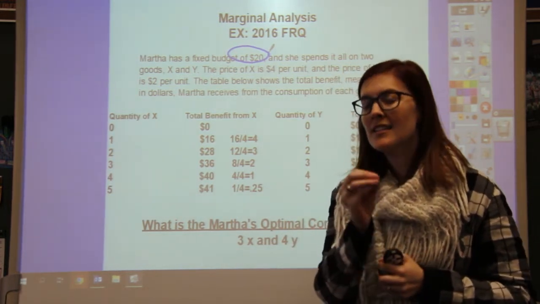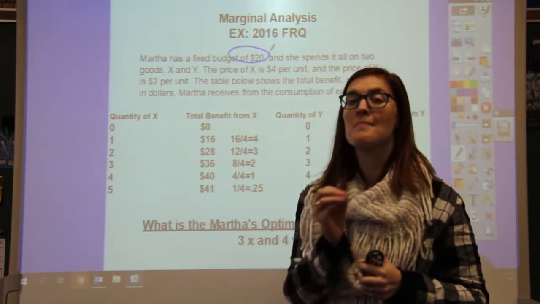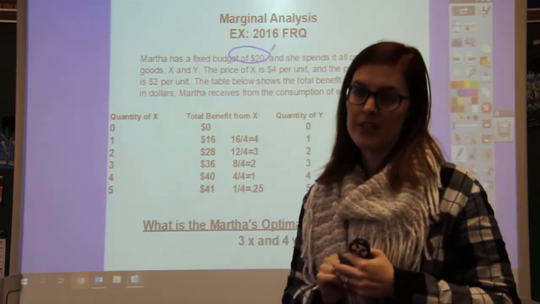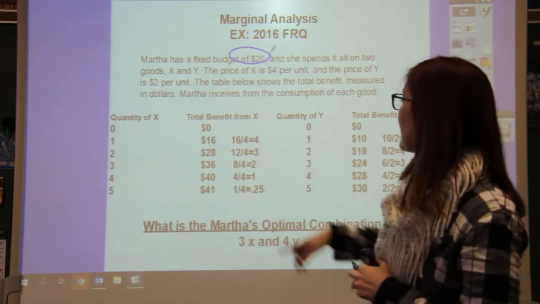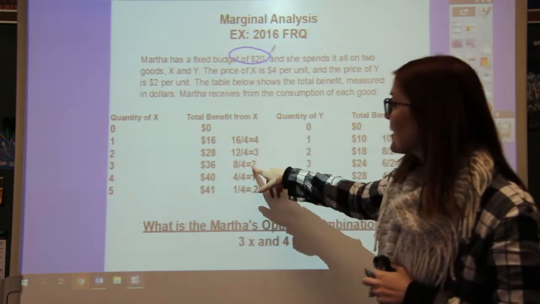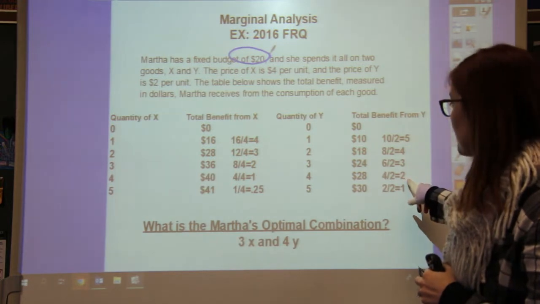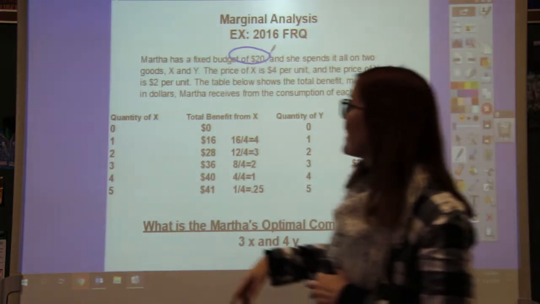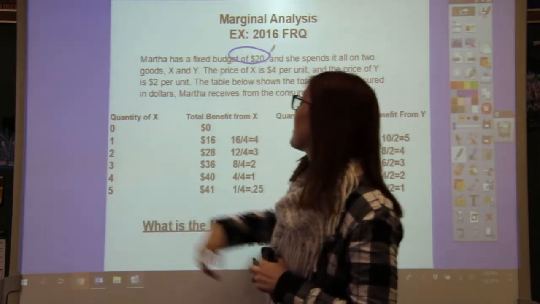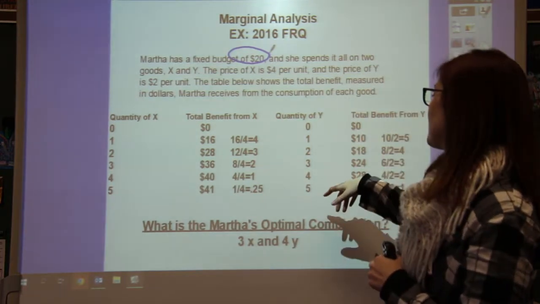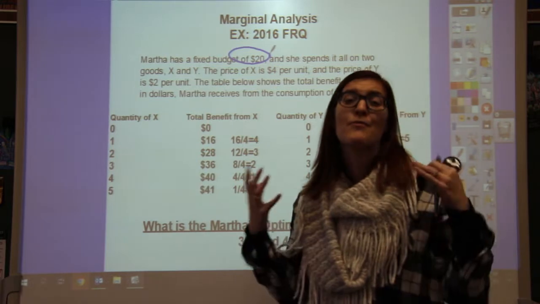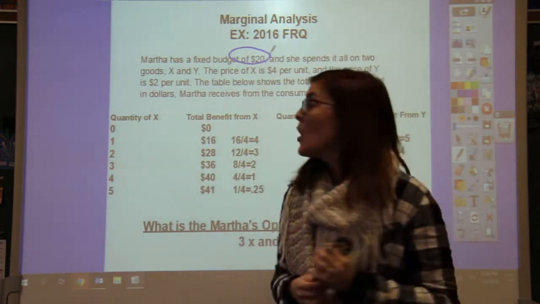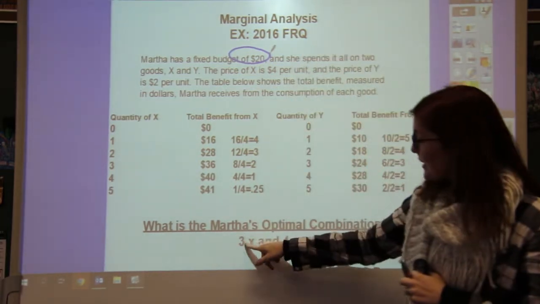And I'm going to try and get to that point where I'm spending all of my income and the two numbers equal each other. Which, if I go through it, I can see that they equal each other at 3 units of X and 4 units of Y. And if I'm buying 3 units of X at $4 a piece and 4 units of Y at $2 a piece, I am spending my full income of $20, which is why the answer is 3 units of X and 4 units of Y.